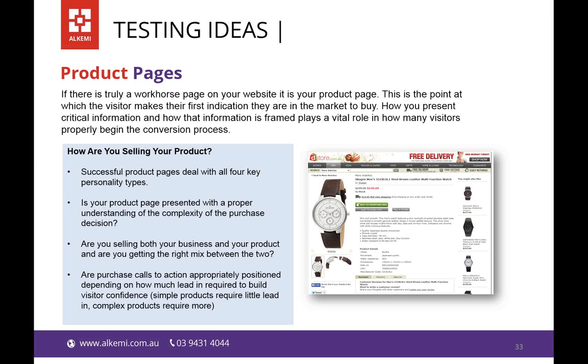Selling your product, to be successful, you need to deal with all 4 key personality types, and you need to test to find out what the best way to deal with those personality types is. You need to make sure your product page is presented with a proper understanding of the complexity of the purchase decision. Be aware of how difficult it is to feel confident in making a purchase. It's much more stressful to buy a $10,000 object than it is to buy a $2 object. Keep that in mind when you're developing your test variations.